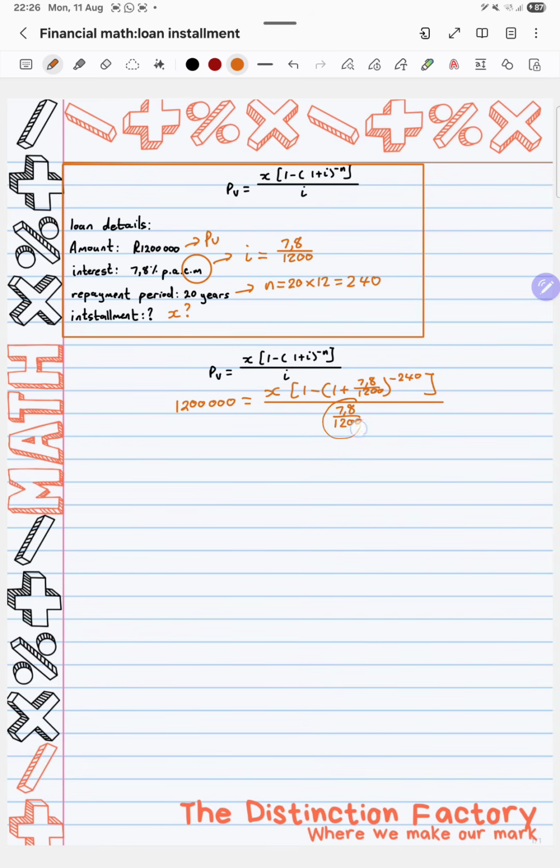So we're going to start by moving this across. It's division here, so it goes across and becomes multiplication. And then we're left with x times this big bracket on this side. So when the bracket goes across, it needs to become division. Remember, the entire side needs to get divided by that bracket. So we're now going to have 1.2 million times 7.8 over 1200 divided by what's in our bracket.